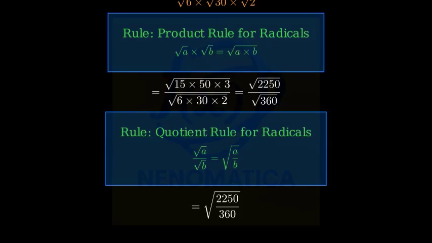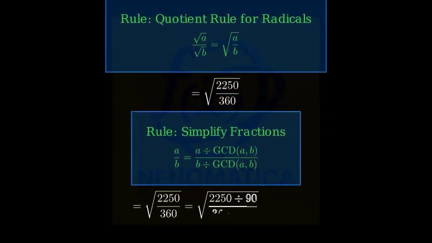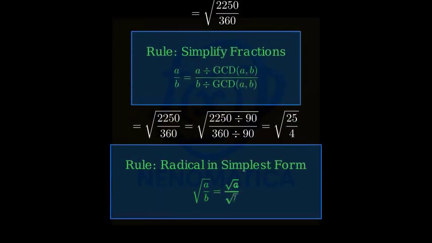Now, we need to convert our result to simplest radical form. We can express 25 fourths as 6.25, but the standard form for our answer should be a fraction with a radical. So, the square root of 25 fourths equals the square root of 25 divided by the square root of 4, which equals 5 halves. Let's move on to our second example.